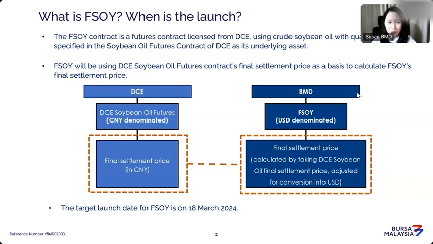However, take note that DCE's final settlement price is in Chinese yuan, as per the blue diagram in the middle. So DCE trades and settles in Chinese yuan. But FSOY is US dollar denominated. So we will take the DCE soybean oil's final settlement price in yuan and convert it to US dollars to become FSOY's final settlement price.